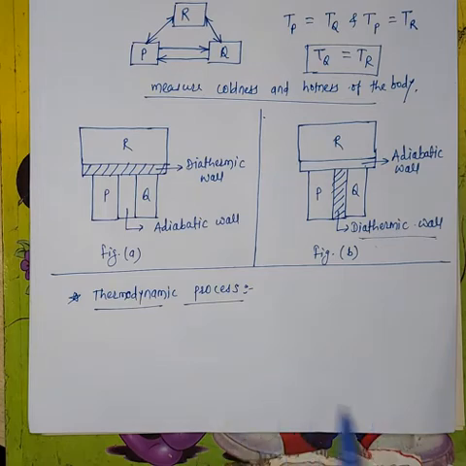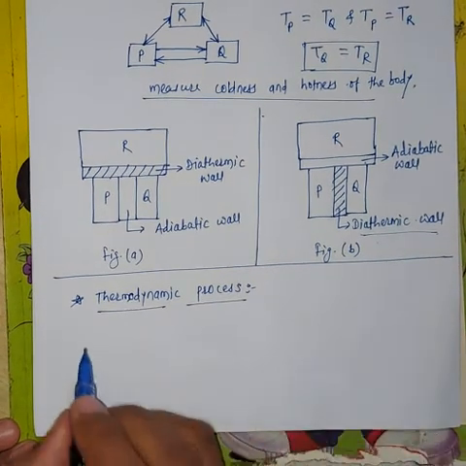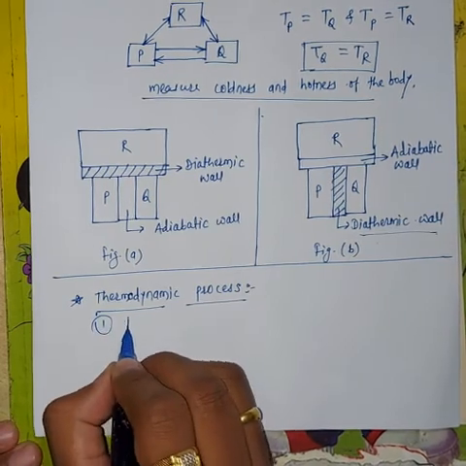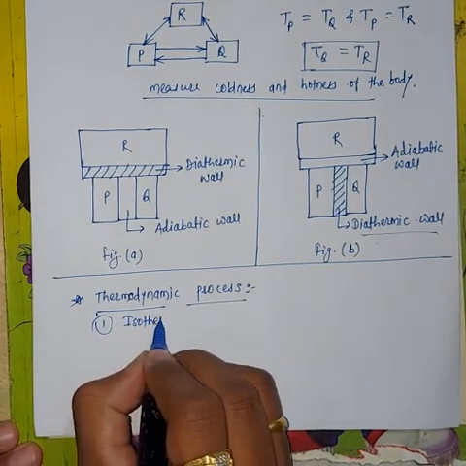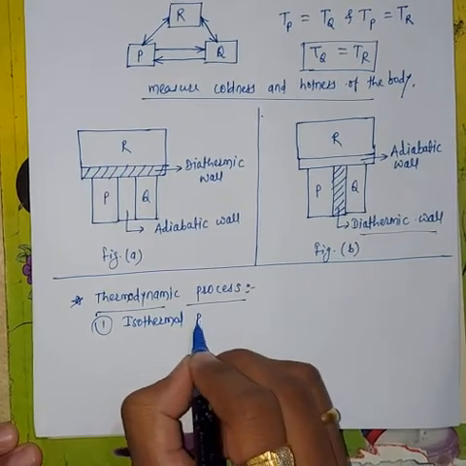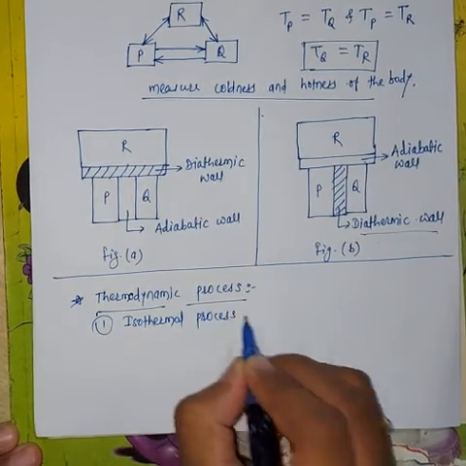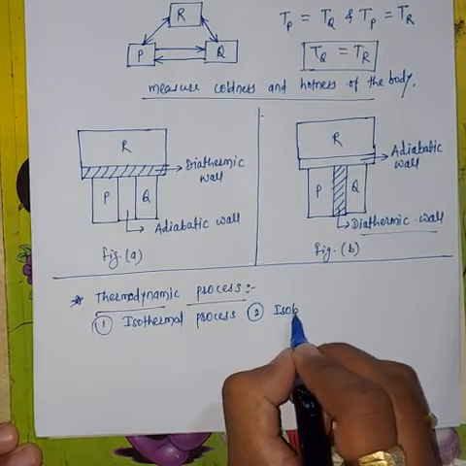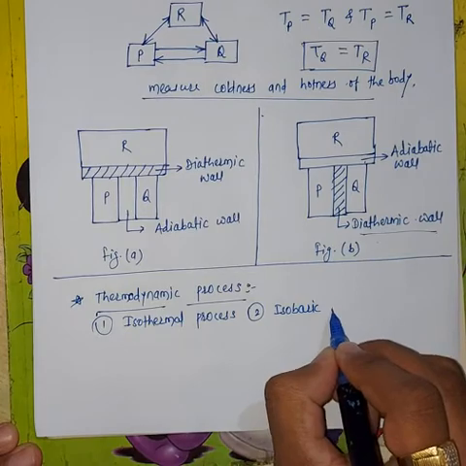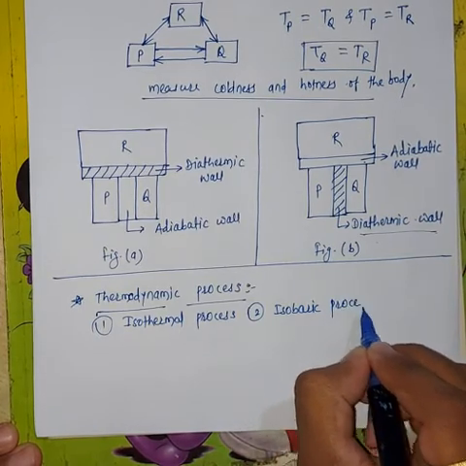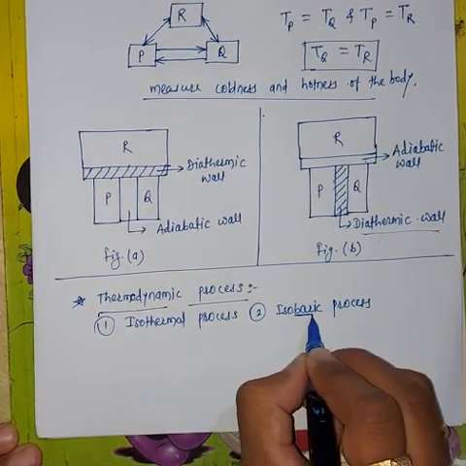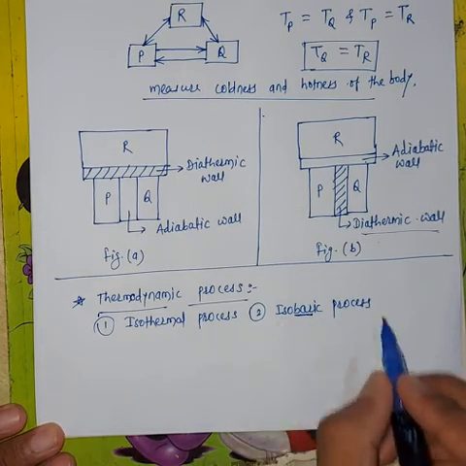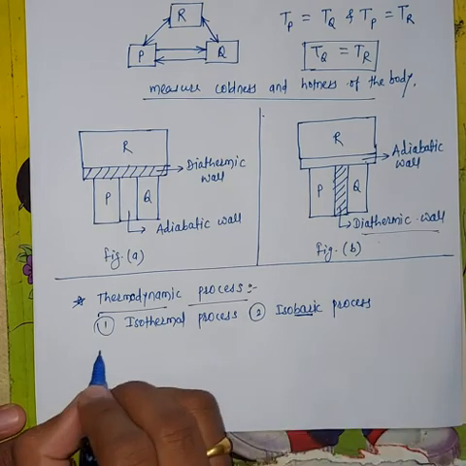There are basically 6 processes of thermodynamics. Here we can say that one by one we can see. First process is nothing but your isothermal process. Isothermal means it will be at a constant temperature. Second, isobaric process. This is bar. Bar means it is nothing but the unit of pressure. So isobaric process is there, that is related to pressure.